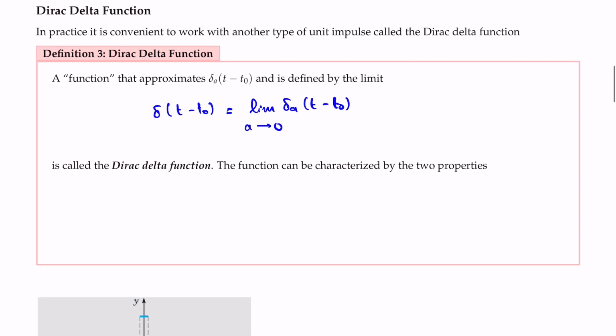So this function is called the Dirac delta function, and the function can be characterized by two properties. The first one is that the Dirac delta function is also a piecewise defined function and is equal to 0 when t is different from t0. Because remember, at this point, you take the limit of the delta sub a function as a goes to 0, so that's why you only see t0 left in the function and no a whatsoever. And then it's going to be equal to positive infinity at t equal to t0, everything concentrated at the location t equal to t0.